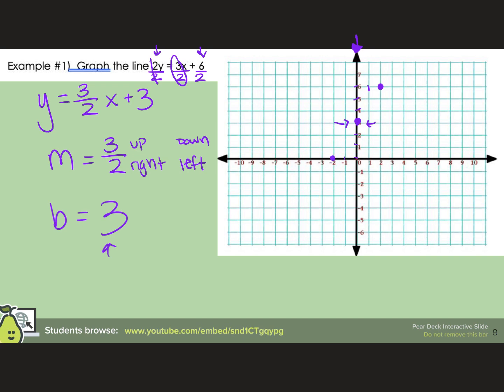Now I can see the line. You're going to carefully use a ruler or a straight edge. You're going to add arrows. That's the line. Y equals 3 halves x plus 3. Let's do the next example together.